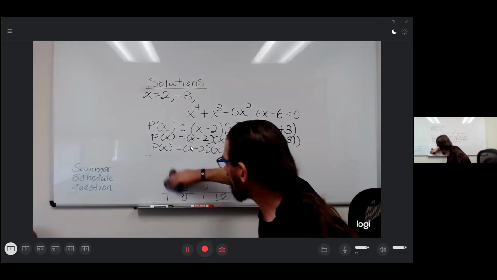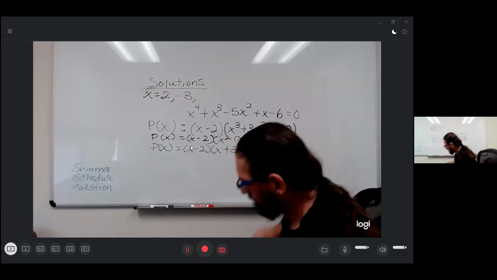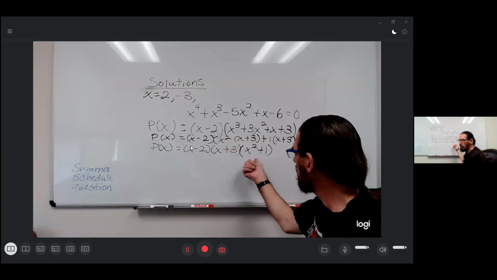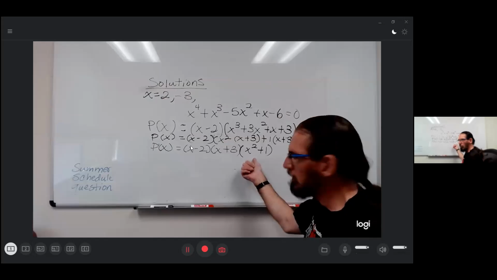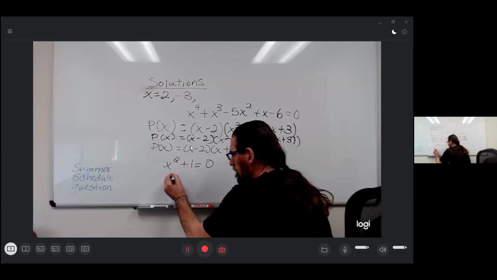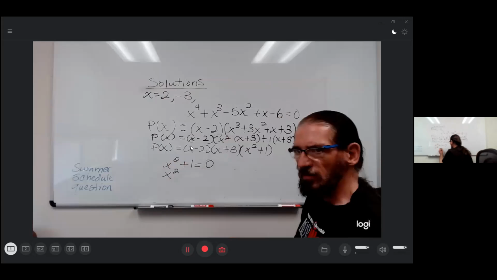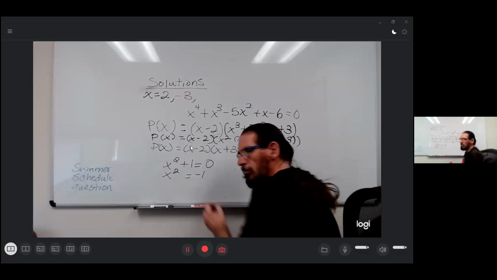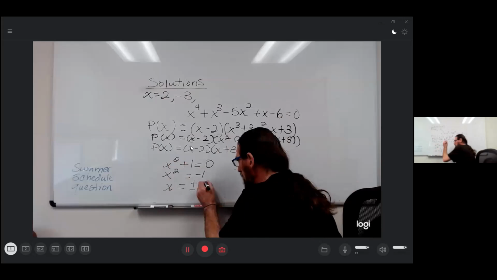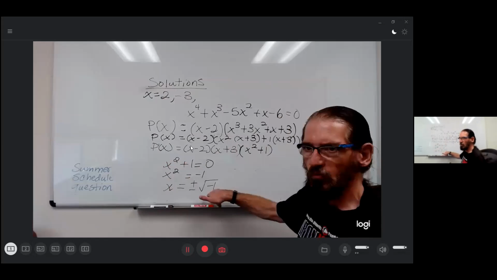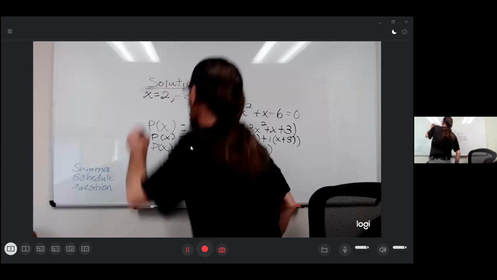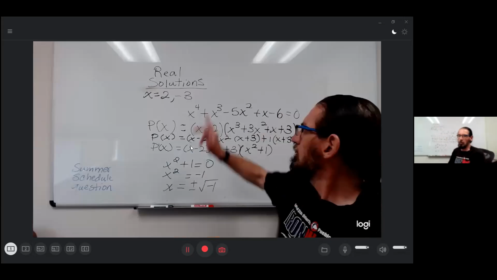Now, are there other solutions? You could try factoring this x squared plus 1. That's not going to work. You could try completing the square or the quadratic formula, or something actually simpler. Since there's no x in the first term, you could isolate x squared and apply the square root property, but then we're taking the square root of a negative number. So we have found all the real solutions: 2 and -3.